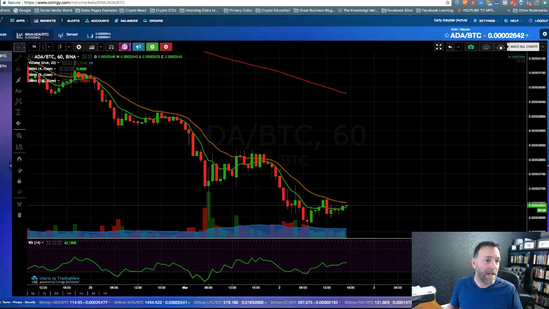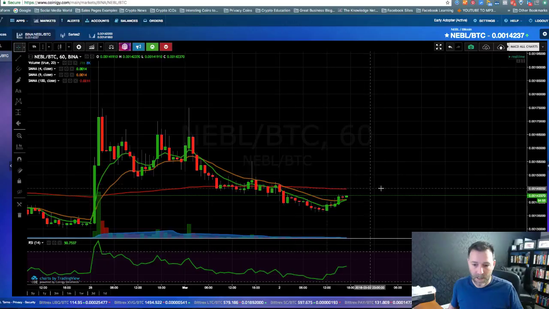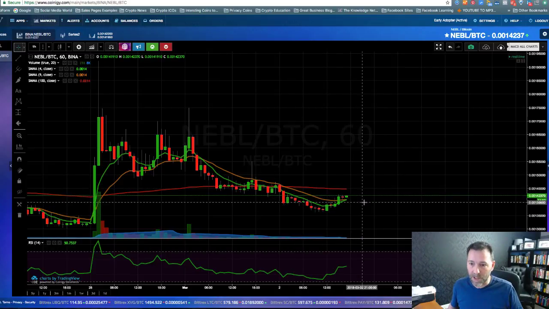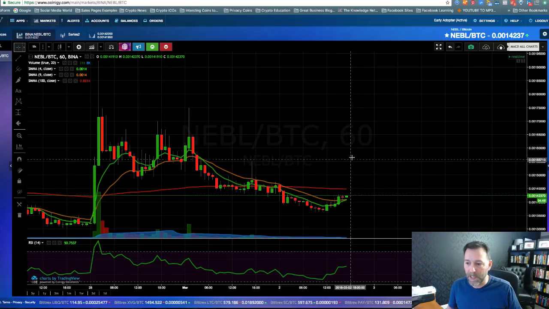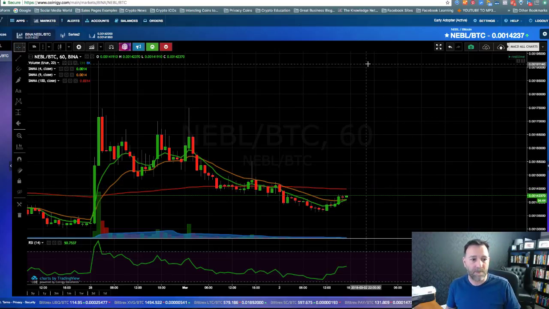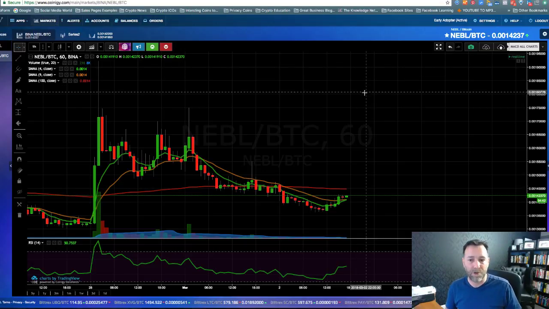So that's it. I'll just go back to Neblio and see where that's sitting at just now. Yeah, so this is the hour chart, so it's just crossed over. Just kind of touching there just now. For me, that's a definite buy signal, and it looks as if it's going to go back up. If we can get that back up to 18 or something, that would be a really good trade.